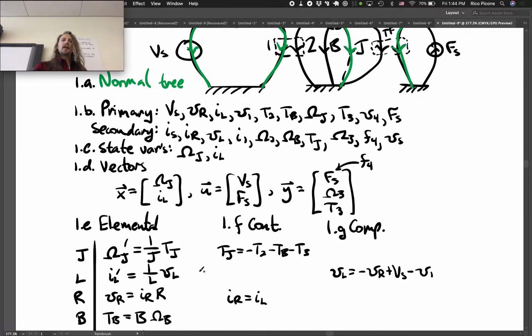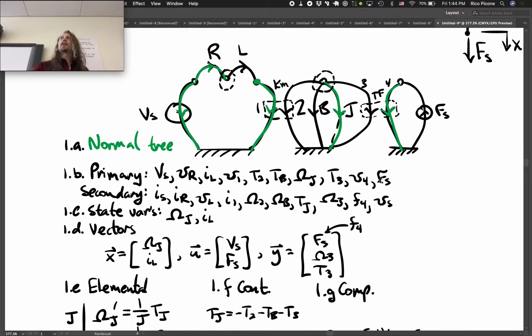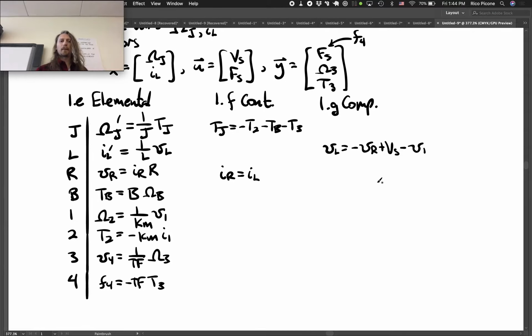For B, it is a link, so if we put it into the normal tree and create that loop, we get that omega B equals omega J. So that's a compatibility equation. Omega B equals omega J.